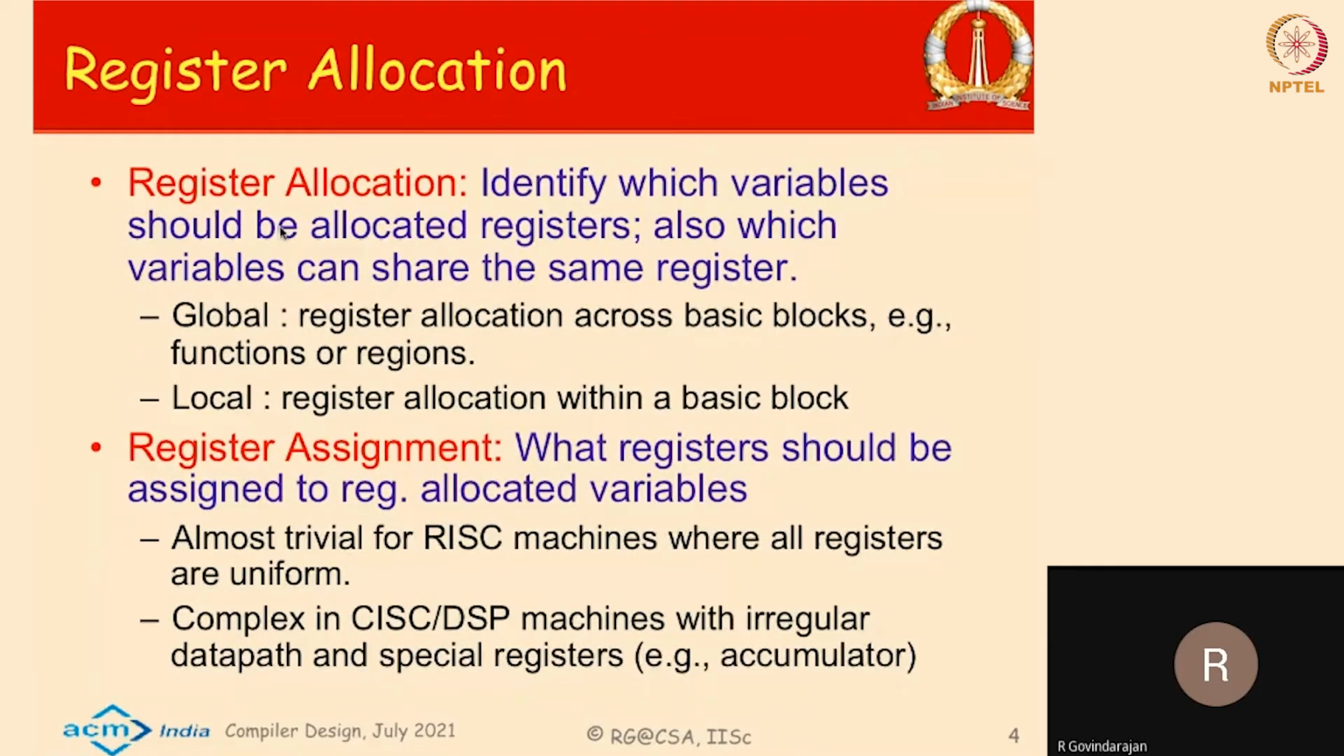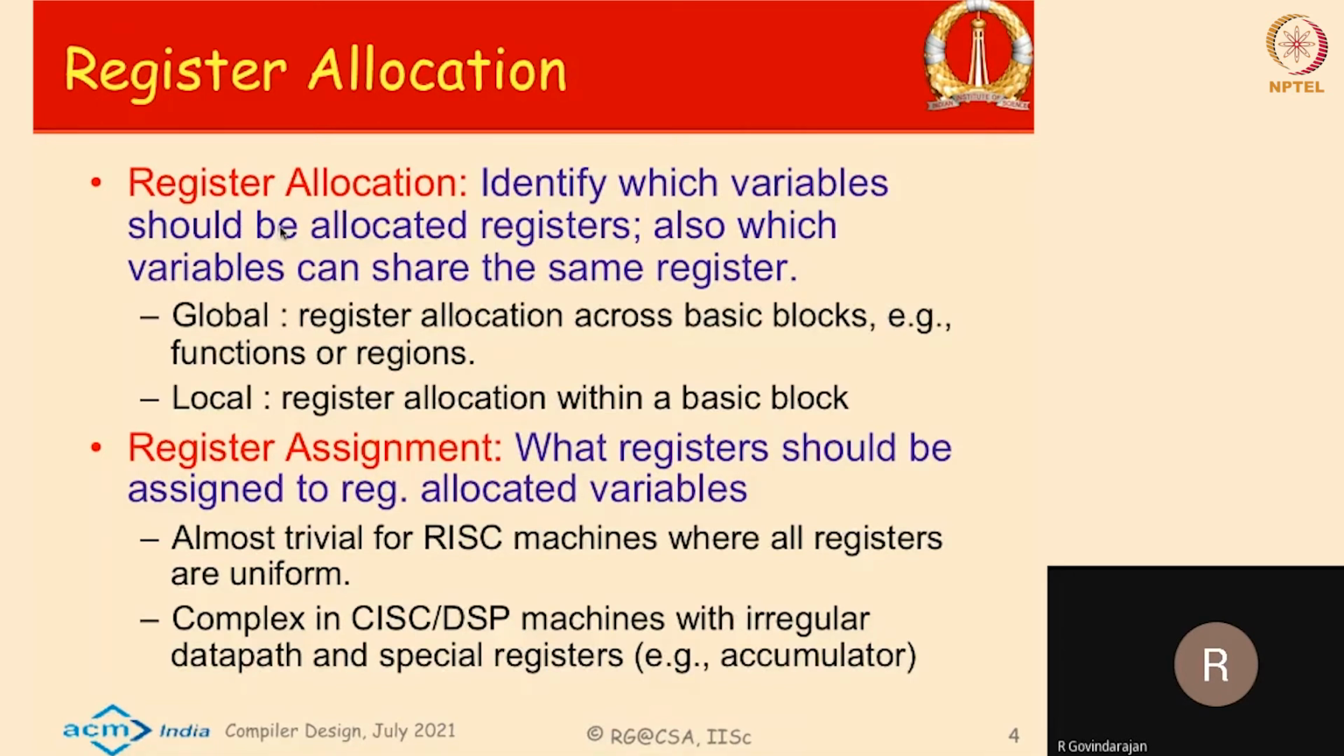Why is register allocation important? Why are we talking about registers per se, right? If your operands are in memory and you have to access them from memory all the time, then you will incur a large number of cycles to access them, right? Even if you have caches, it still takes a few cycles to do it. Whereas register accesses are even faster, right? Register accesses are sub-cycle, right?